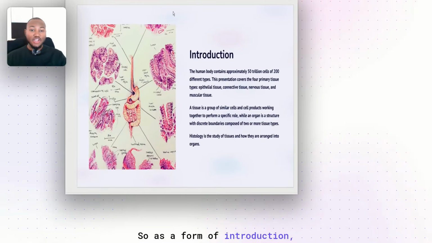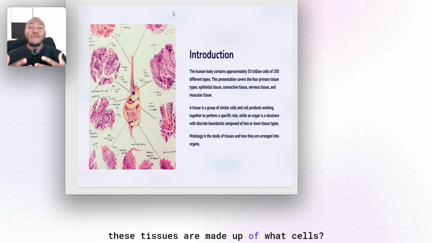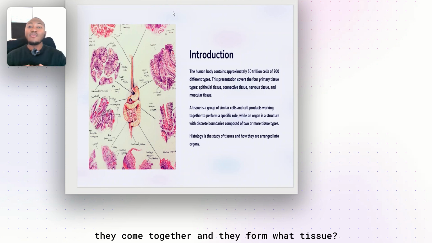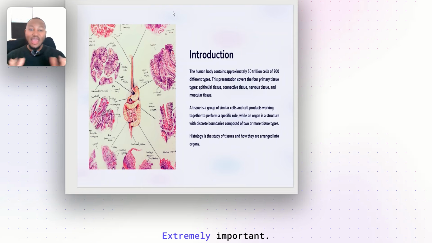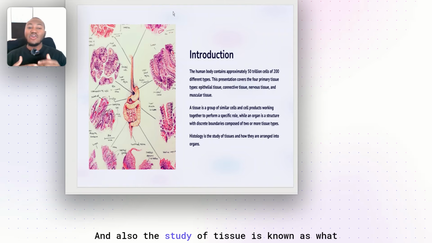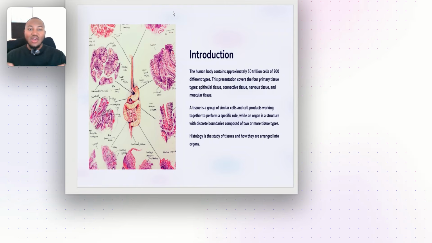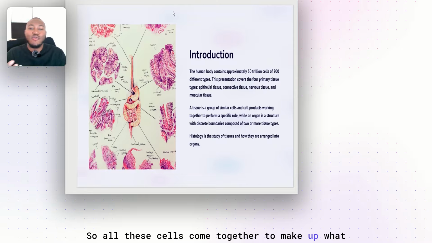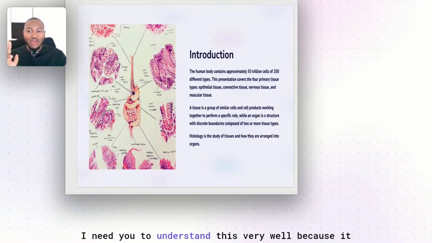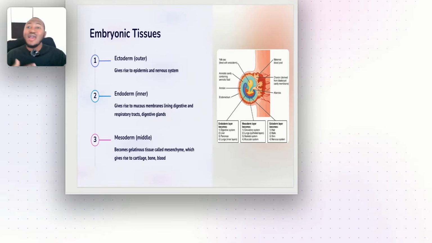So as a form of introduction, there are a lot of tissues in the body, but remember, these tissues are made up of what? Cells. So a group of similar cells that function similarly come together and form what? Tissue. It's very important for you to understand this, extremely important. And also, the study of tissue is known as what? Histology. There are 50 trillion cells, with a lot of different cell types. So all these cells come together to make up what? Tissues. I need you to understand this very well because it comes out in the exam a lot.